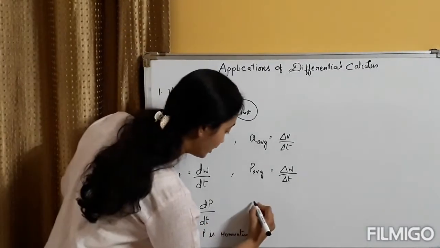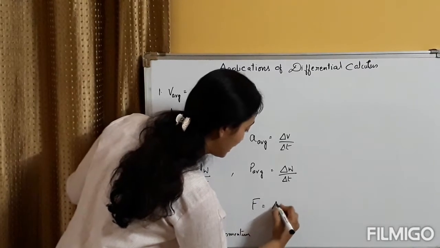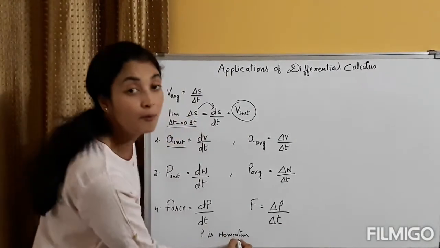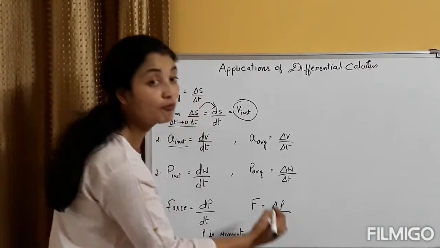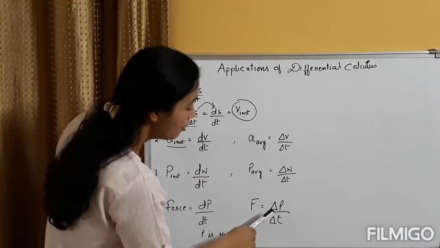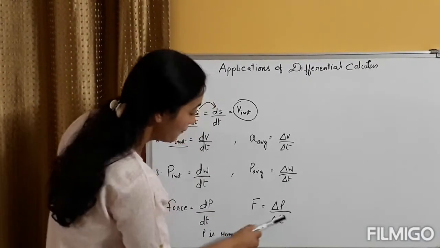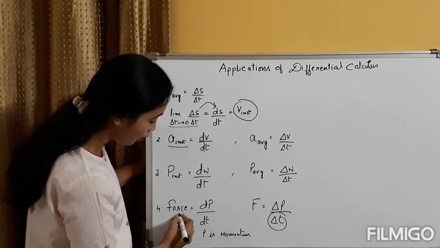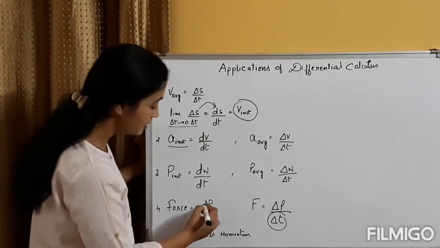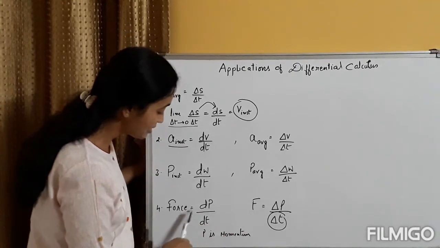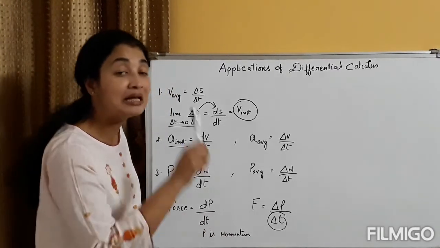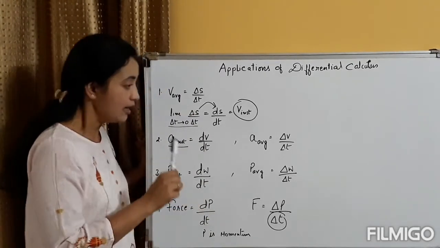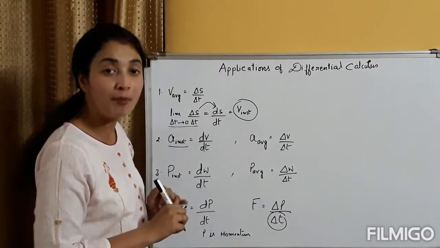Then we have force. In junior classes, you have learned the expression that F is equal to delta P upon delta T, where P stands for momentum. It is the rate of change of momentum. In 9th also you have learned that force is the rate of change of momentum. But when this time delta T is so small that it approaches 0, then force becomes dP by dt, the rate of change of momentum. Force is given by the instantaneous rate of change of momentum, or you can say the continuous variation of momentum with respect to time.